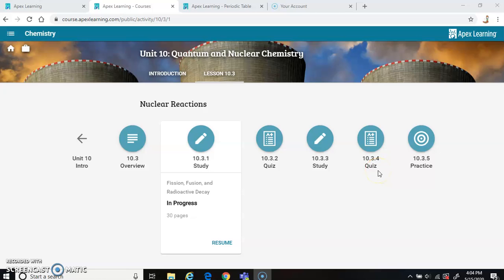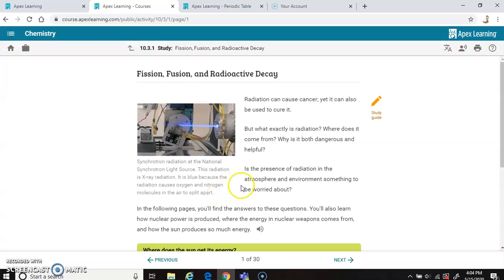We're now into unit 10, quantum and nuclear chemistry, so something a little different. We're going to get started with the lesson on 10.3.1, which is fission, fusion, and radioactive decay. So click in to get started. It's about 30 pages long, so we'll do the first 15 for this screencast, and then we'll do the next 15 for the second part of the week.